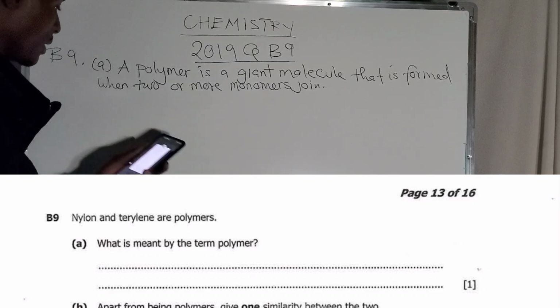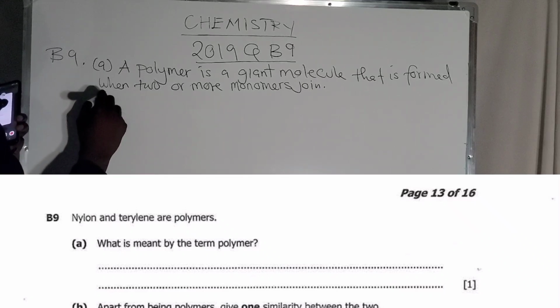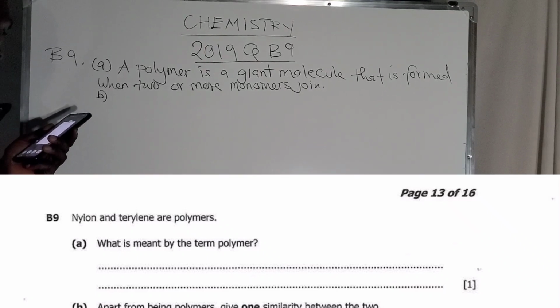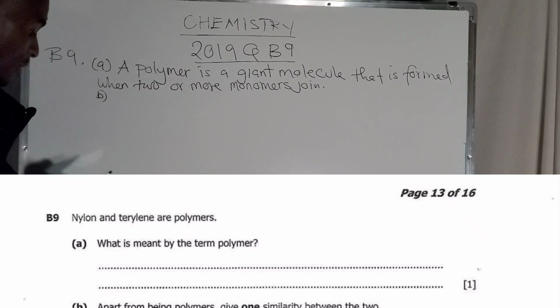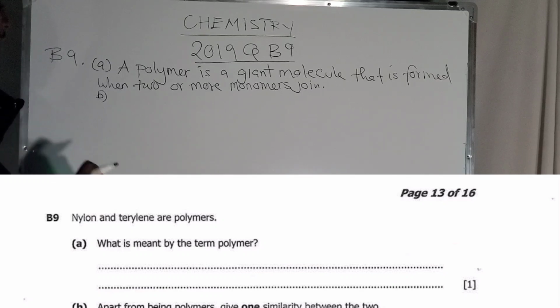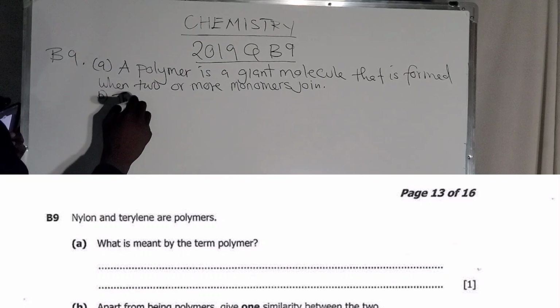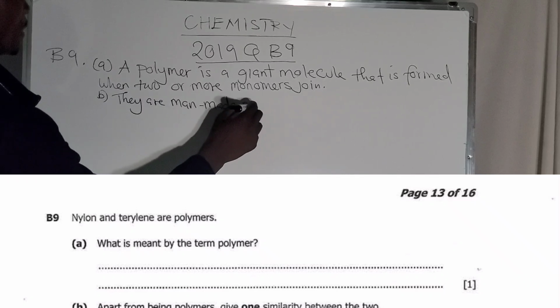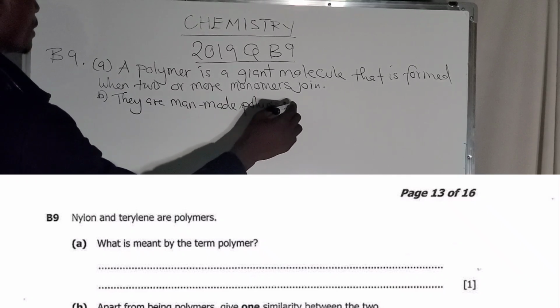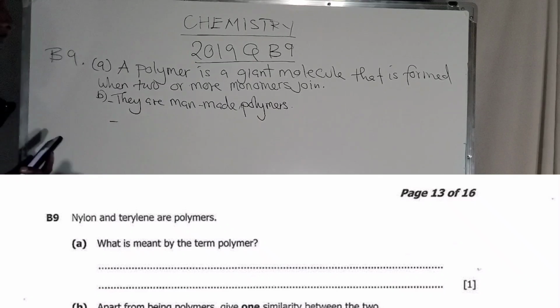So let's go to the second question. Apart from being polymers, give one similarity between nylon and terylene. The first similarity is the one they've given us, that they are polymers. The second one is that they are man-made polymers. Another similarity you can add, but don't add in the exam, just write one. I'm just saying for the sake of knowing a lot of similarities between the two.